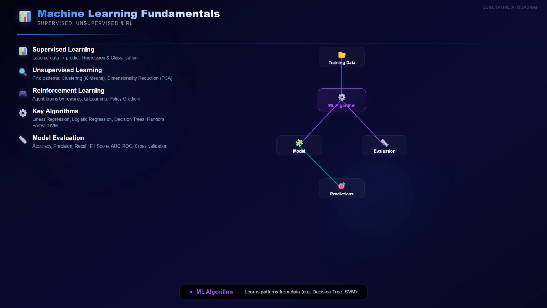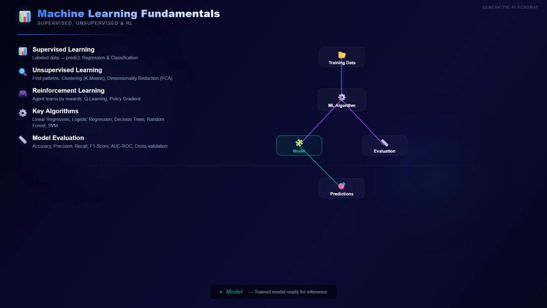Key algorithms include linear regression, logistic regression, decision trees, and random forest. Unsupervised learning finds hidden patterns in data without labels. Clustering groups similar data points together using algorithms like k-means. Dimensionality reduction with PCA helps visualize high-dimensional data. Reinforcement learning trains an agent to make decisions by rewarding good actions and penalizing bad ones.